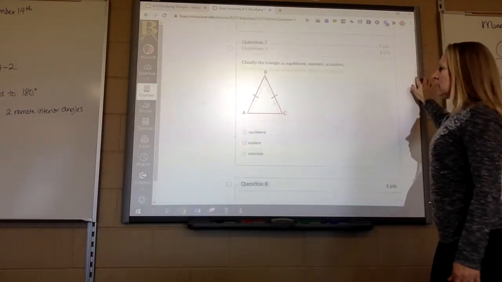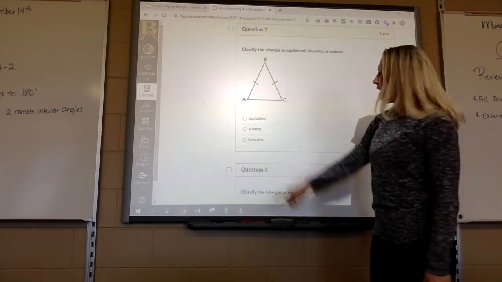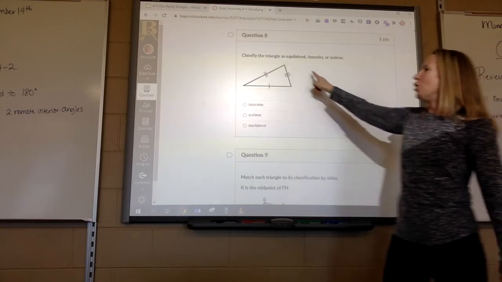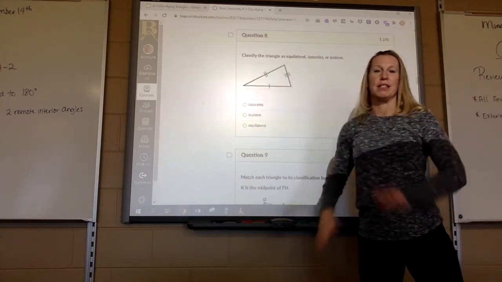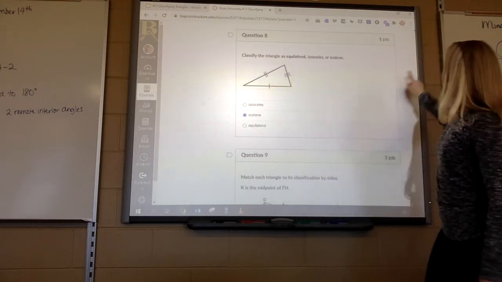All right. Since only 2 sides are marked, what's 2 sides? Isosceles. And if no sides are equal, what is it if no sides are equal? I hope you said scalene.